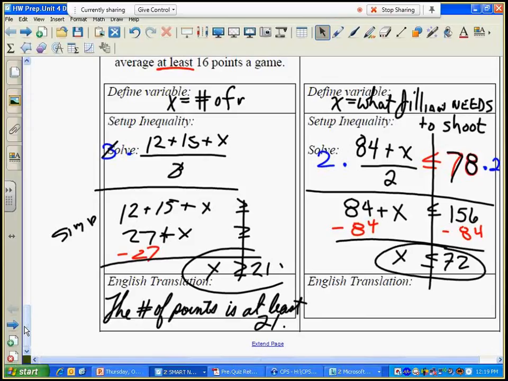Okay, so she needs to shoot at most a 72.